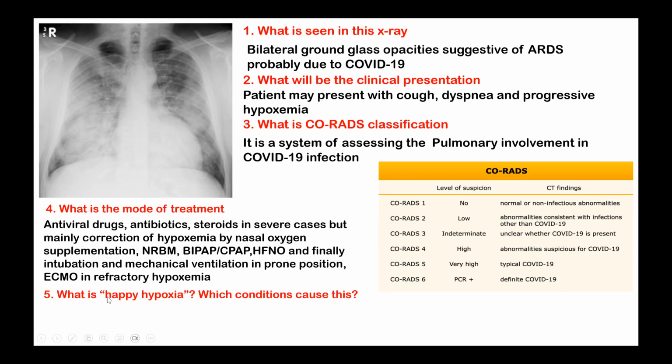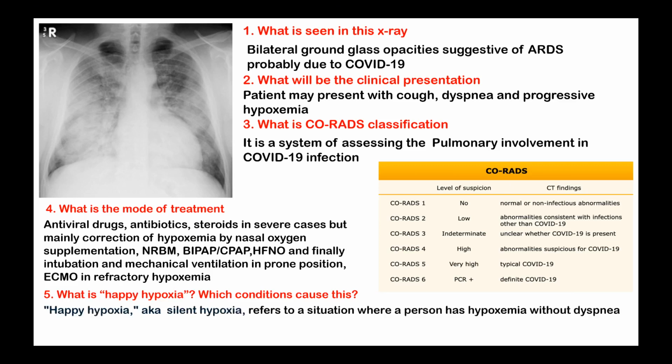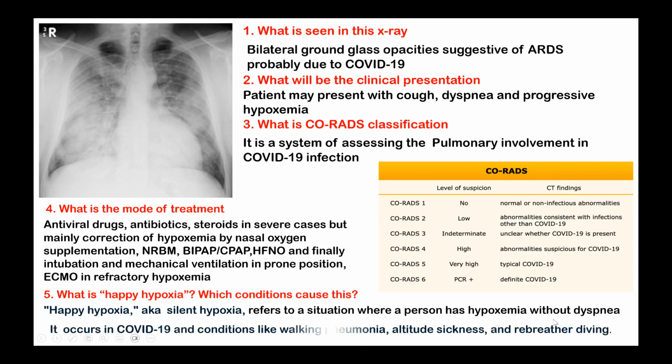Happy hypoxia. This itself is self-explanatory. The patient is hypoxic, but he will not be dyspneic. Okay? So, despite being hypoxic, the patient is still not having dyspnea. That is called happy hypoxia, also known as silent hypoxia, which refers to a situation where a person has hypoxemia without dyspnea. It occurs not only in COVID-19 but also in conditions like walking pneumonia, altitude sickness, and rebreathing. Other conditions can also result in this.